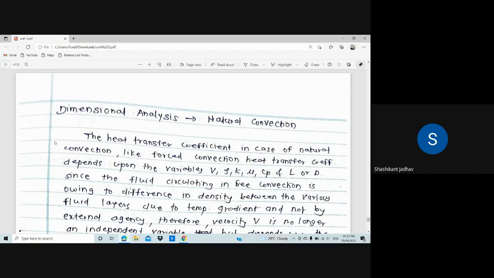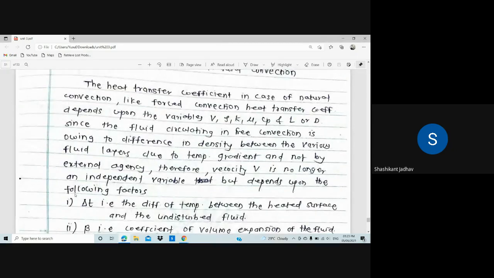Since the fluid circulating in free convection is owing to difference in density between the various fluid layers due to temperature gradient and not by external agency. As we know, in natural convection the motion is because of the density difference, and in forced convection we are using an external device.